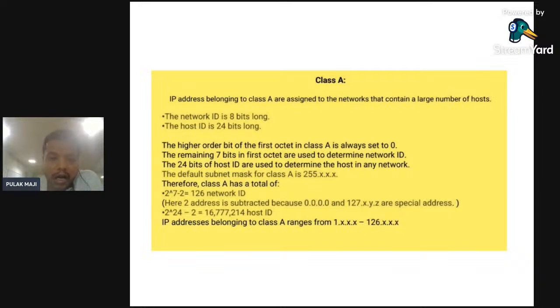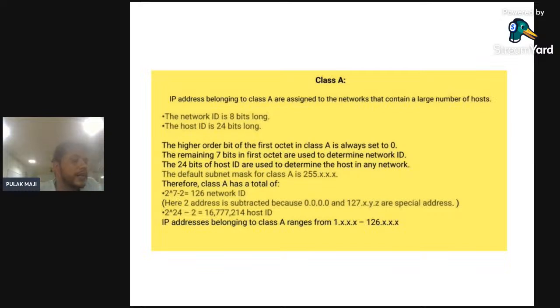Okay, now these are all about classful addressing. As we already discussed, addressing is generally of two types: classful addressing and classless addressing. In classful, we have different classes, and in those classes different ranges are there. But why, in today's scenario, are we not using classful addressing? Because in classful addressing the main problem is the wastage of IP addresses.